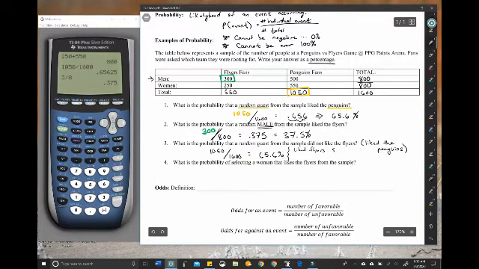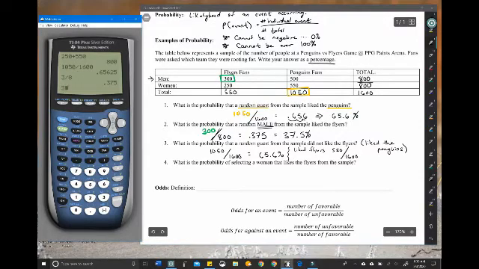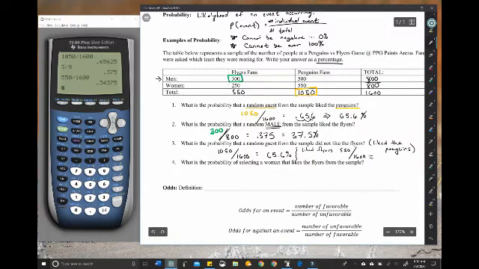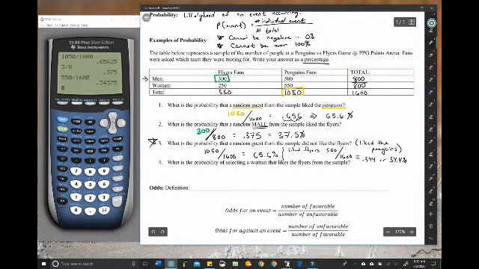All right, so that's 550 over 1600, divided by 1600. Okay, and we get 0.344 about, or 34.4%. Notice that it's opposite if we subtract from 100. So if now we do 100 minus 34.4, we end up with the 65.6. Okay, we call that complementary probability. We'll talk about that a little more later.